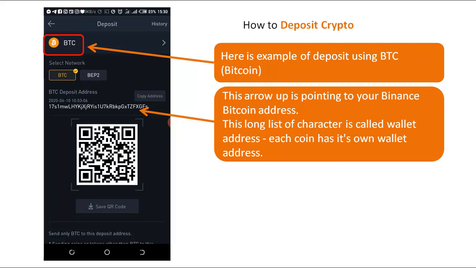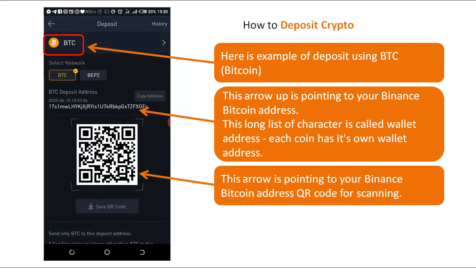This arrow is pointing to your Binance Bitcoin address. This long list of characters is called a wallet address. Each coin has its own wallet address. This arrow is pointing to your Binance Bitcoin address QR code for scanning. You can scan directly and send Bitcoin, or deposit Bitcoin, to your wallet.